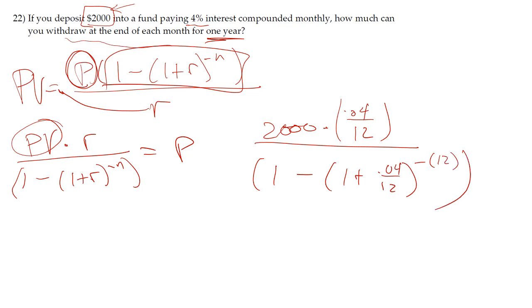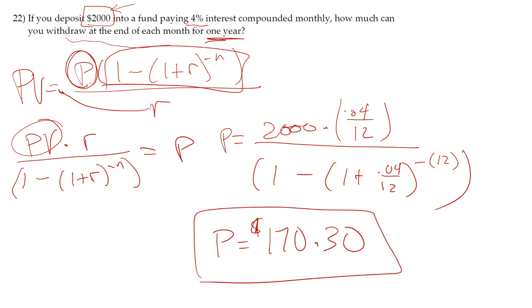And so if you plug this into your calculator, that'll tell you what you could pay yourself each month. You're going to find that you get $170.30. So if you start with $2,000 and you put it into a fund that earns 4% interest, you could pay yourself $170 each month for a full year out of that starting amount.